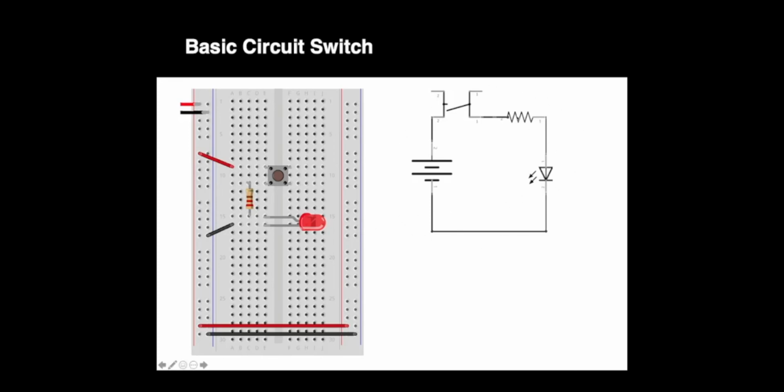And then just so you can see how a diagram compares to what it looks like on a breadboard, this is a circuit board diagram for this particular circuit. So you have a switch, you have a resistor, you have an LED, and you have the power source.